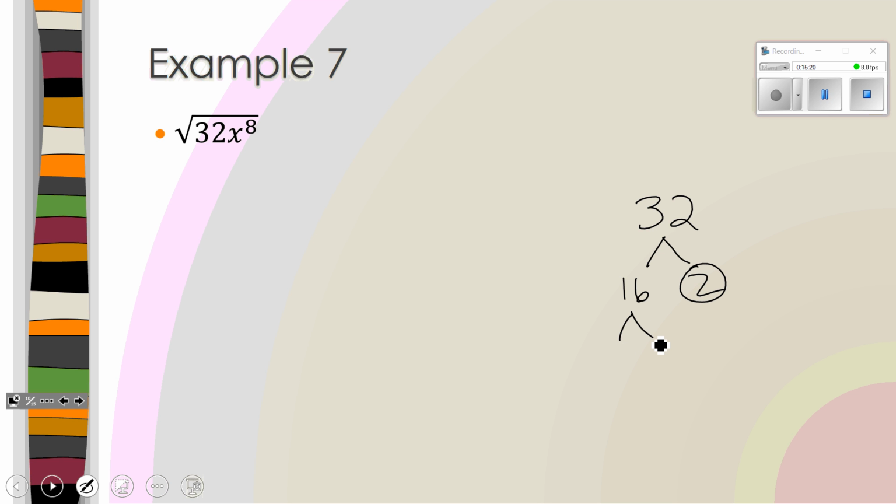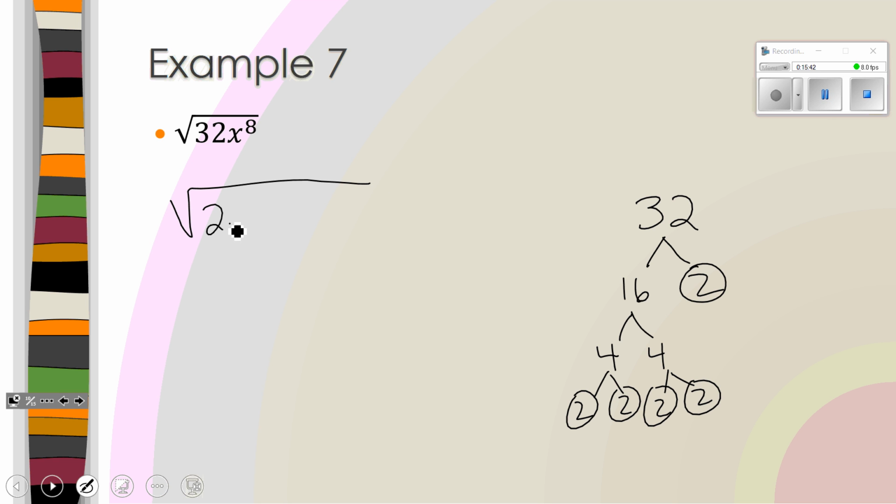So 16 would break down into 4 and 4. And then 4 could break down into 2 and 2. And I would recommend that you circle them as you're done with them, because if not, you're going to miss a piece, especially when they get much bigger. Okay? So what we're going to do is we're going to write 2 times 2 times 2 times 2 times 2. 5 of them underneath the radical.